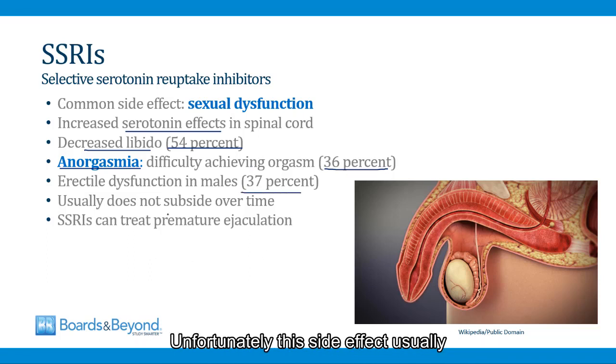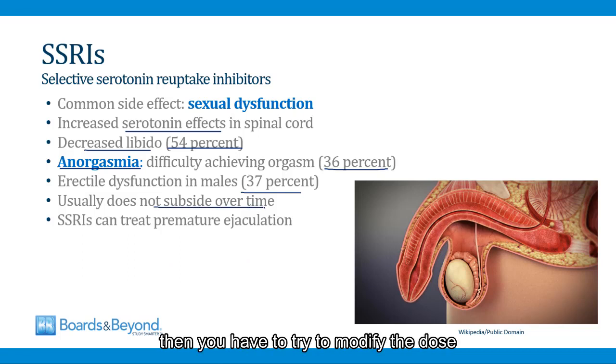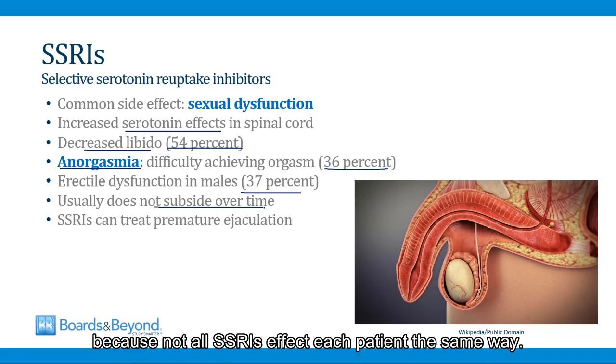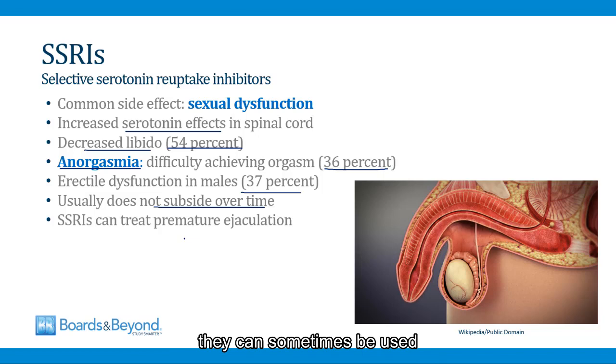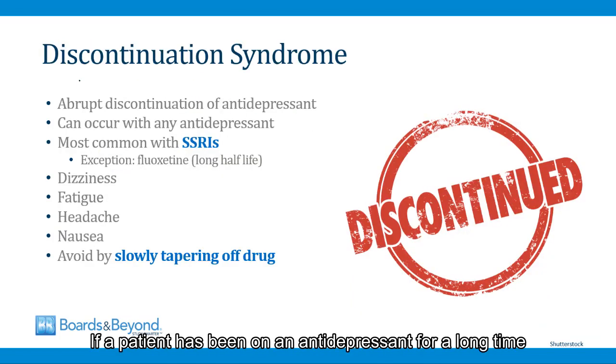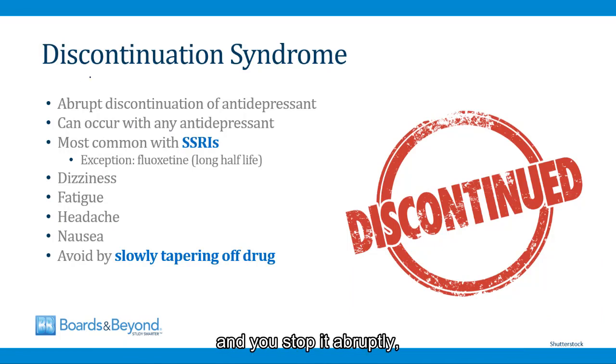Unfortunately, this side effect usually does not subside over time, and if it's a problem for the patient, then you have to try to modify the dose or sometimes try different agents, because not all SSRIs affect each patient the same way. And then lastly, because these drugs delay orgasm and ejaculation, they can sometimes be used to treat premature ejaculation in men.